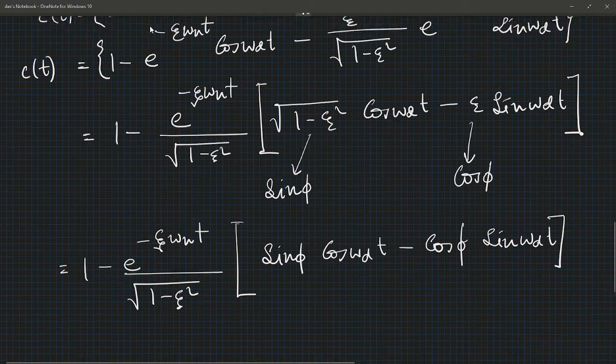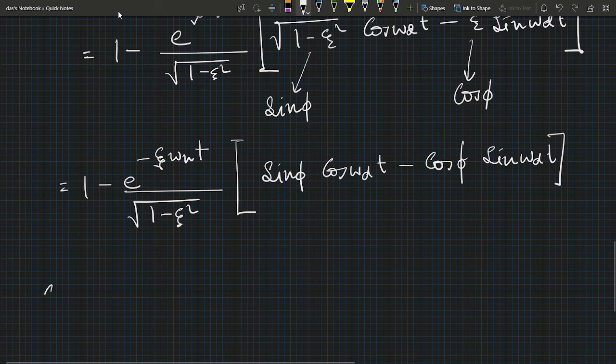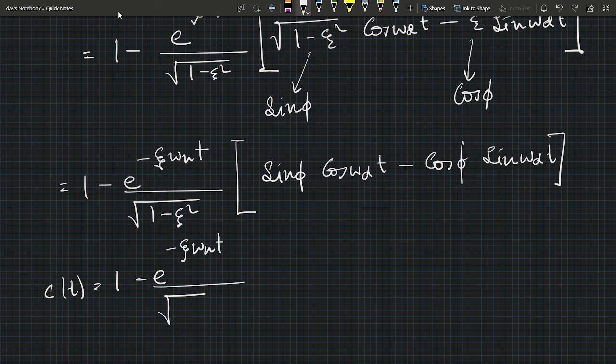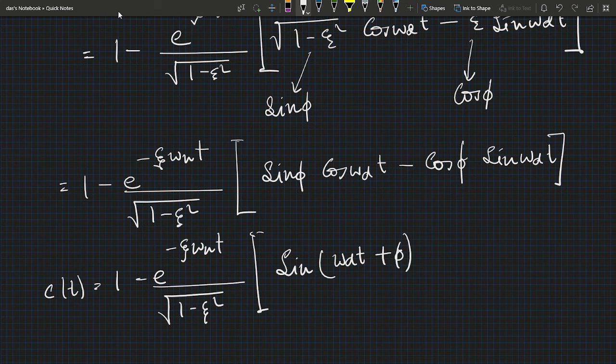Now we can say that the next equation is c(t) equals 1 minus e to the power minus zeta omega n t divided by root over 1 minus zeta square. Now this is the term coming out, sine theta cos phi minus cos theta sine phi. Now this is sine of omega d t plus phi. This is an equation.